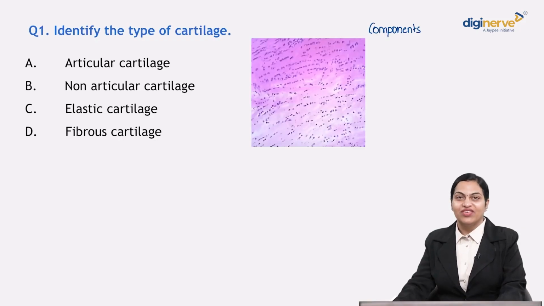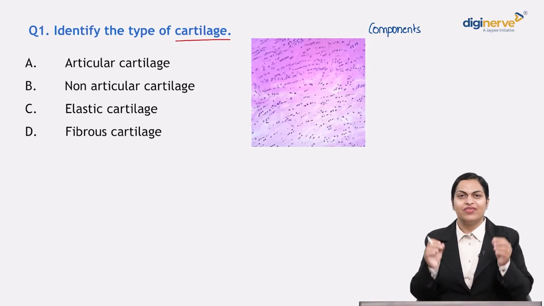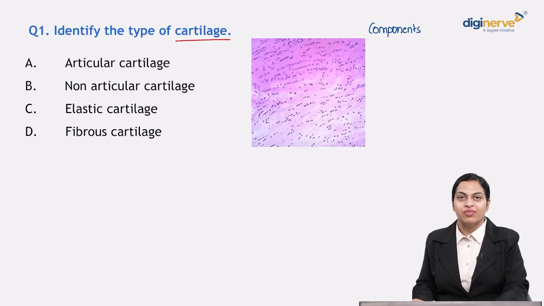In this session, we are going to discuss previous year questions from NEET PG 2022. Shall we start? Let's start with the first question. Identify the type of cartilage. Cartilage as such is a very high-yield topic. Frequently, we get questions from this in your competitive examination.